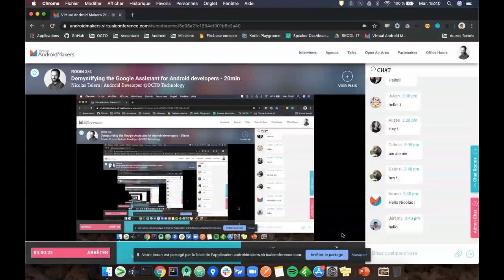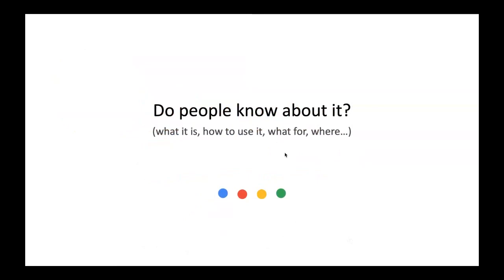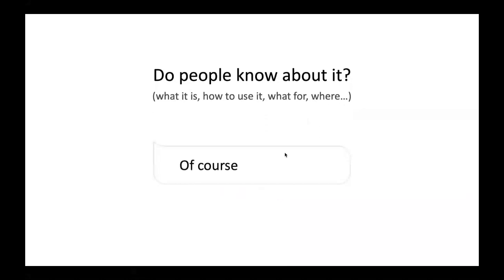Okay, so the Google Assistant. Do people know about it? What it is? How to use it? What for? Where? Is it a mobile thing only? I didn't even want to make a poll about that because, well, yeah, of course, everyone knows about it. As for Siri on iOS, it has become a common thing, and you don't even need to be tech to know about it. But how does it work?